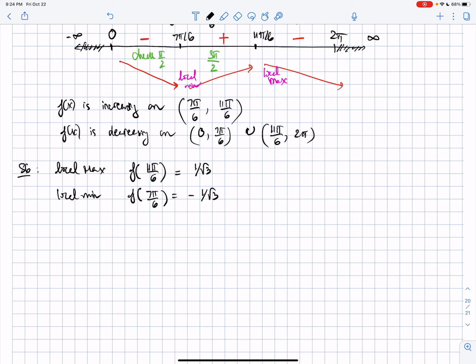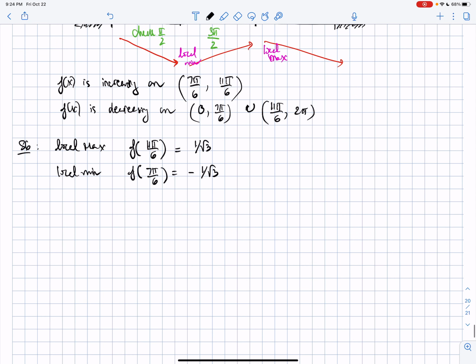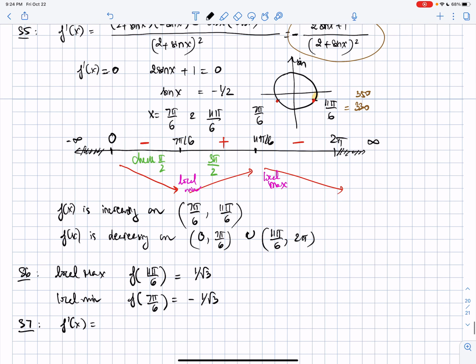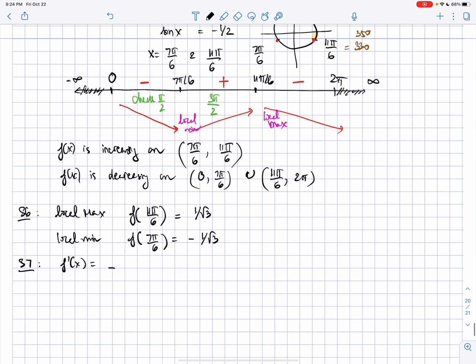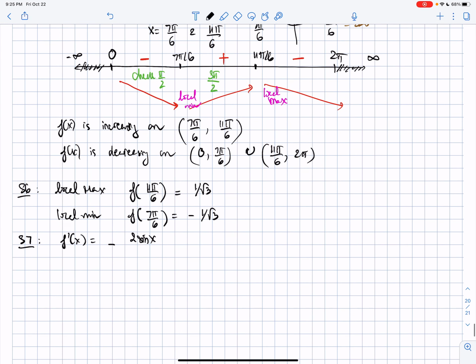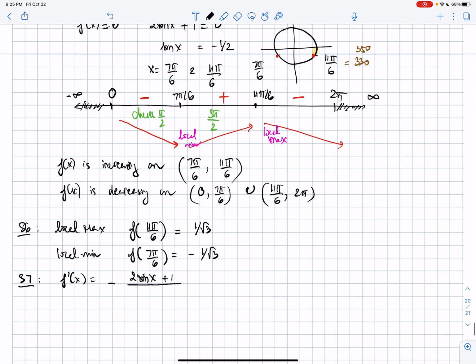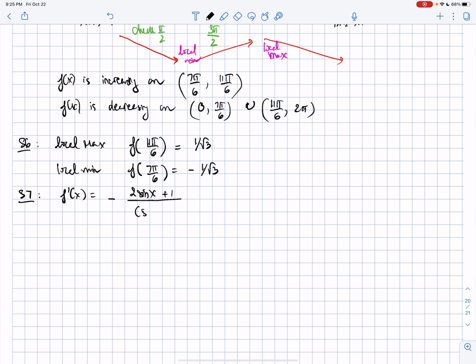Now the next one is we will find the second derivative, so f double prime. So let's write out f prime, copy down f prime first. So it's going to be negative 2 sine of x plus 1 divided by 2 plus sine of x squared. Okay, now take the second derivative.